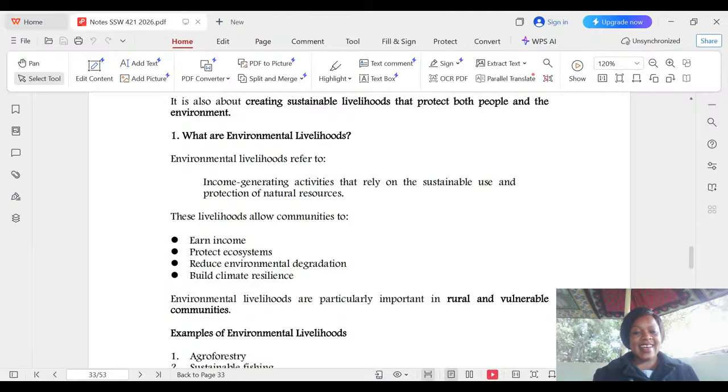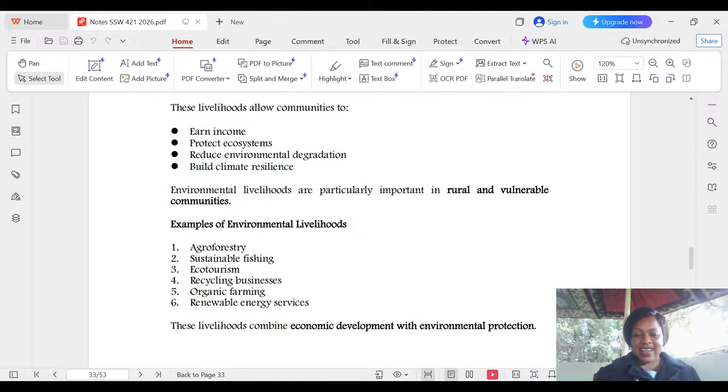So these livelihoods allow the communities to earn income, like we've already shared, and at the same time protect the ecosystems, reduce environmental degradation, so repair and ensure that degradation does not continue, and then build resilience. Sorry, not build resilience in the climate, but build resilience in the people, in the population, against climate change. So build climate resilience. These particular initiatives that we would want to employ are particularly important in rural and vulnerable communities, like we've already said, because these are the areas that are most affected by poverty. So let's look at some examples of these livelihoods.